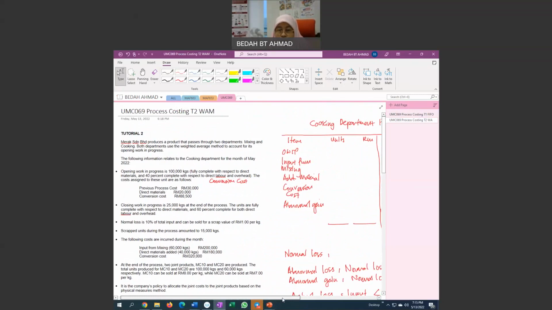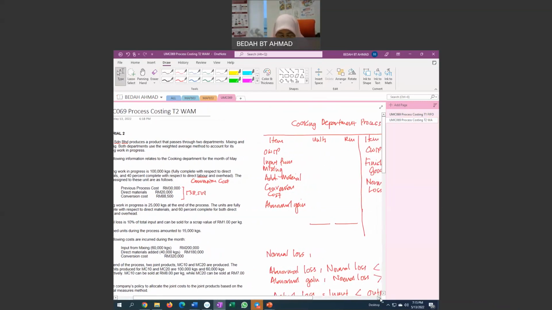So it just includes all the information relating to the cooking department. The cost assigned for the work in progress, this value, 138,500, we just put in the cooking department account. On the debit side, the opening work in progress is 100,000 kilograms, for 138,500. Then there is additional input.